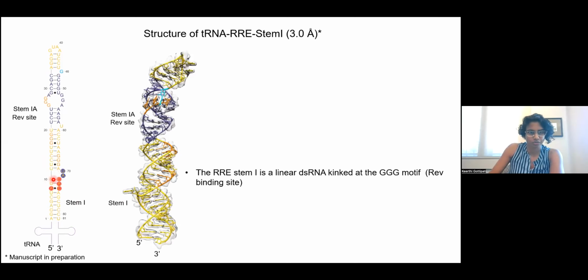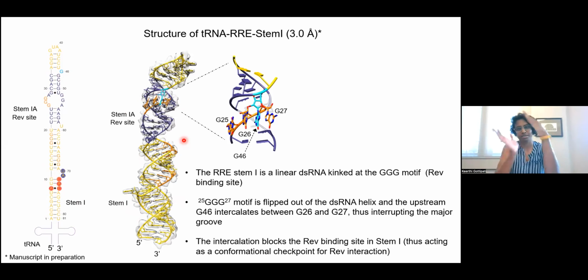So this is the structure of the RRE stem 1 alone. As expected, it has a linear double-stranded RNA structure. However, where this GGG motif is present, which is supposed to be the Rev binding site, we see a kink, and the GGG actually interacts with another G higher up in the structure. So this G46 intercalates with this GGG, essentially kinking the RNA and blocking the Rev binding site.